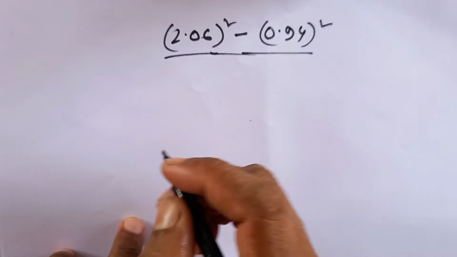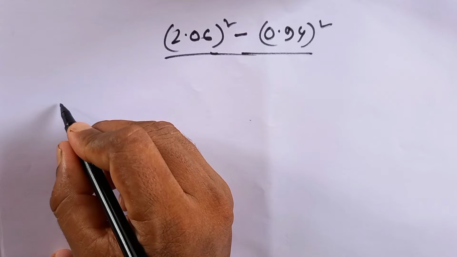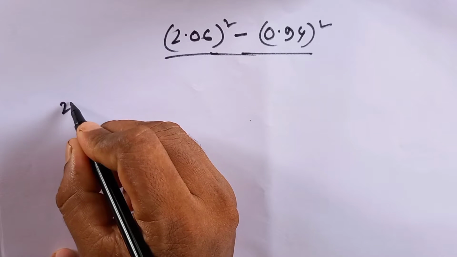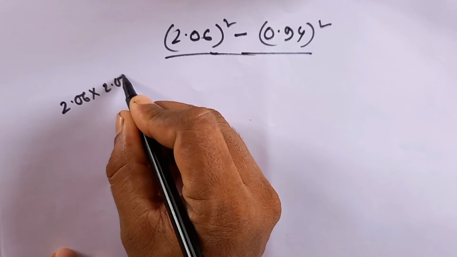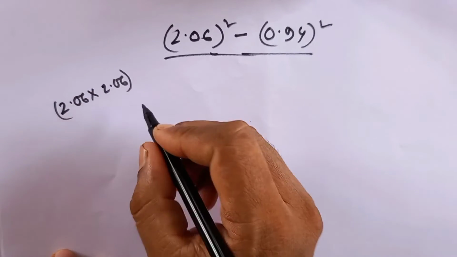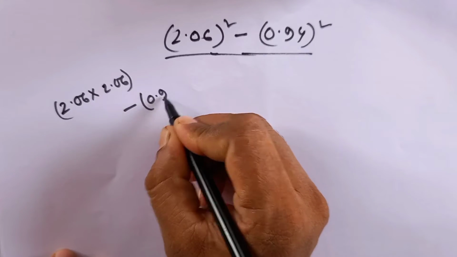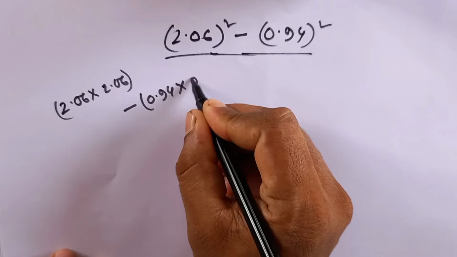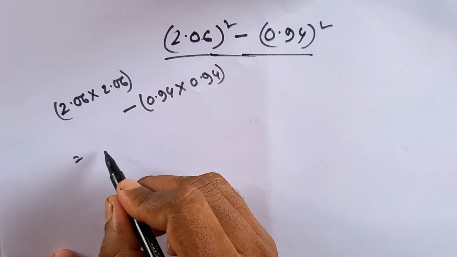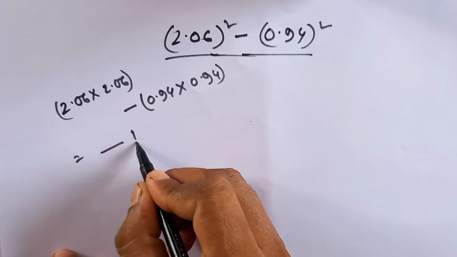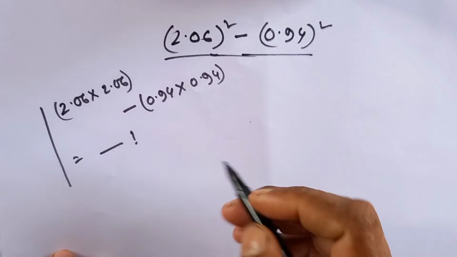If you calculate this the traditional way, you multiply this, then minus this, then the value is... So this is the long process.